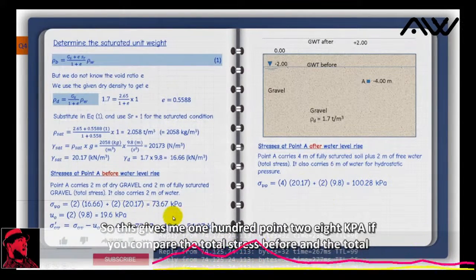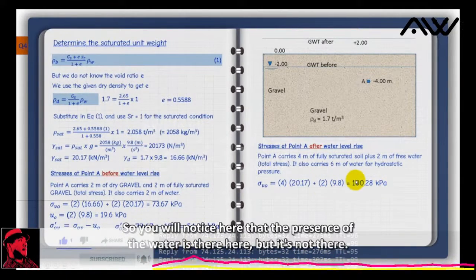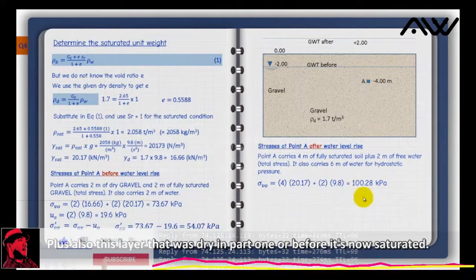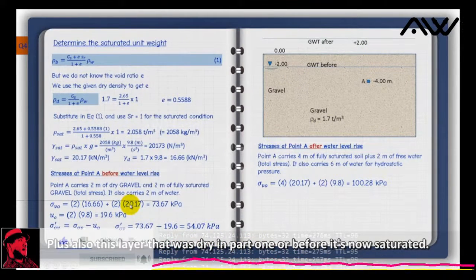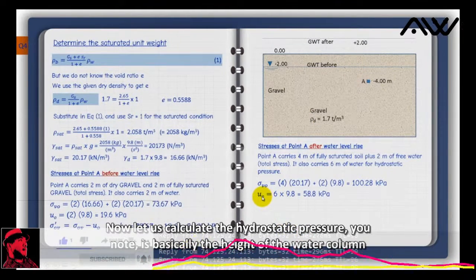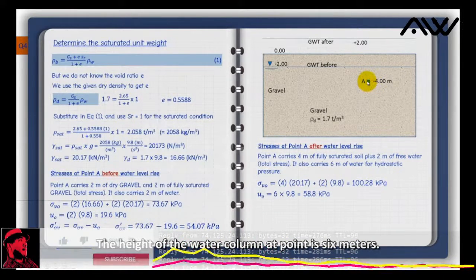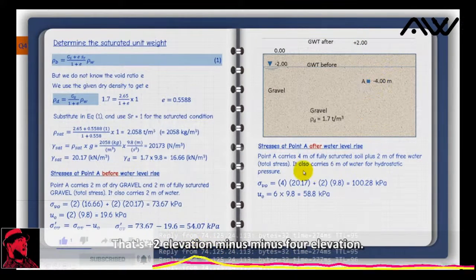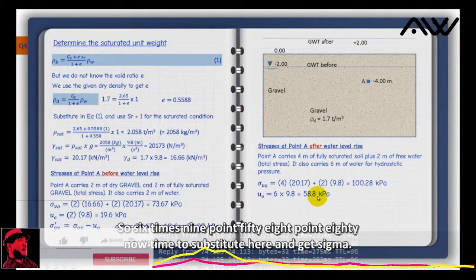If you compare the total stress before and the total stress after, you will notice that the presence of water was not there before. Plus also this layer that was dry in part 1 is now saturated. Now let us calculate the hydrostatic pressure. U naught is basically the height of the water column at point A. The height of the water column at point A is 6 meters. That's +2 elevation minus -4 elevation, and this is why writing it here is handy. So 6 times 9.8 is 58.88.